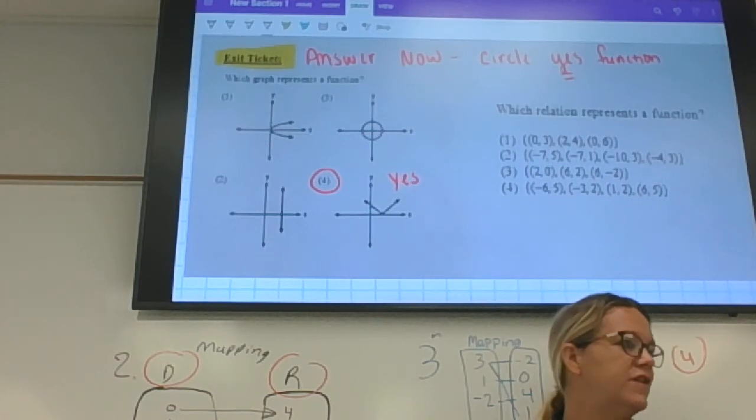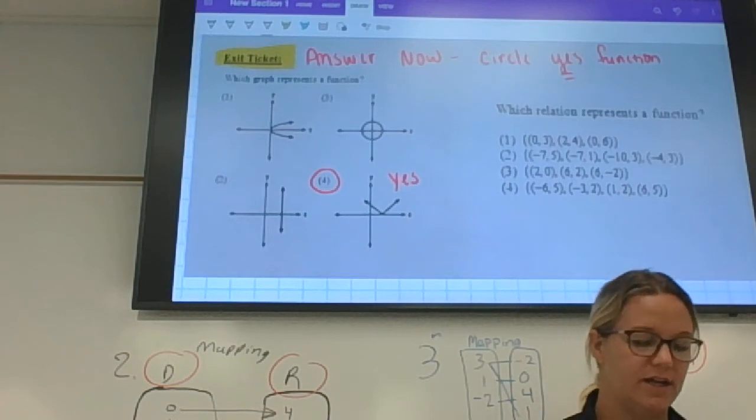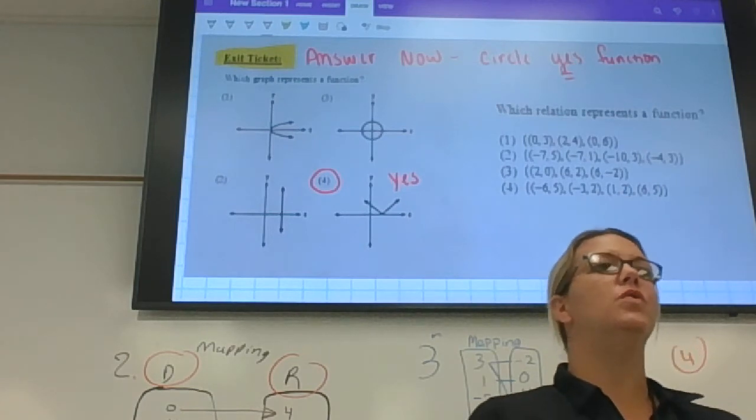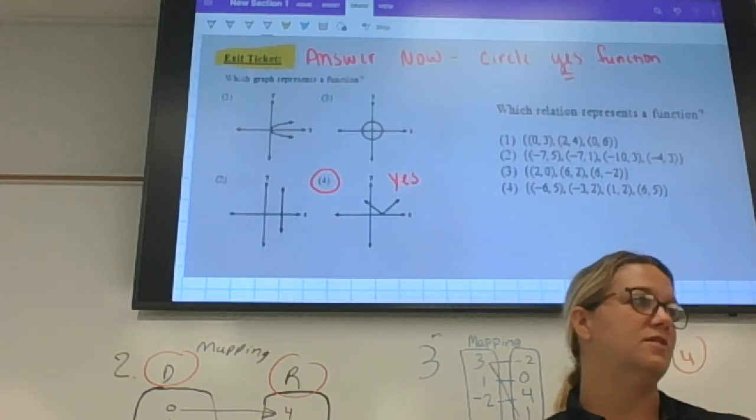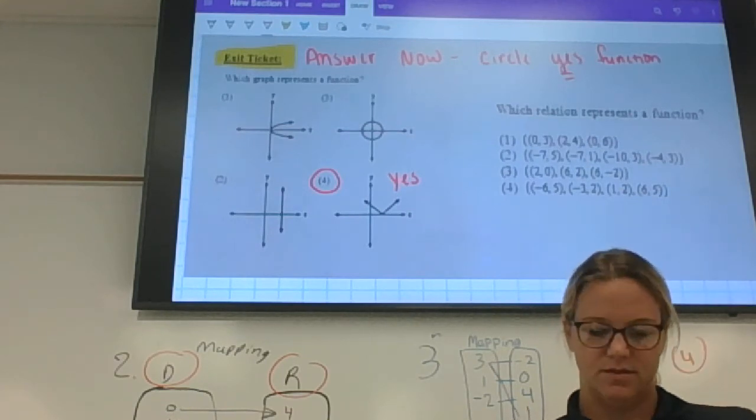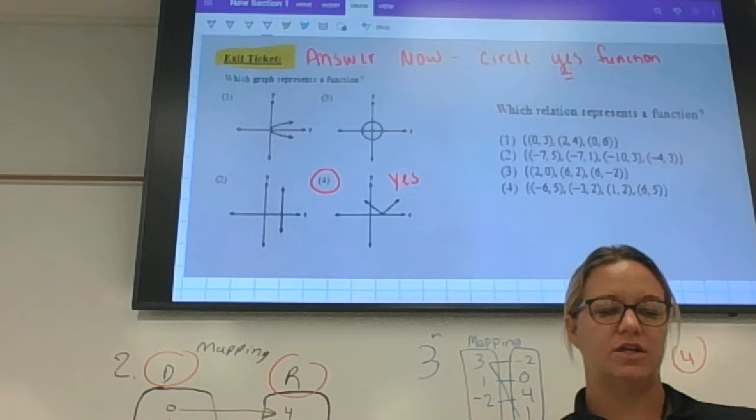So out of the first sets of graphs, 1, 2, 3, and 4, the only yes function is number 4. All of the rest are no.